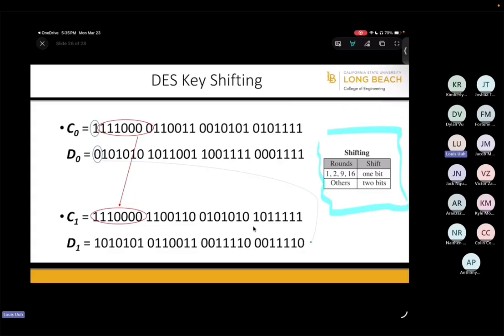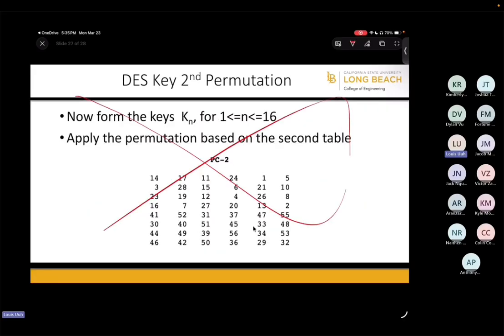On this one, the only thing you may need to know is this: when you're rotating the bits, rounds 1, 2, 9, and 16 are shifted by 1 bit, and everything else is shifted by 2. No tables. All right, that covers DES.